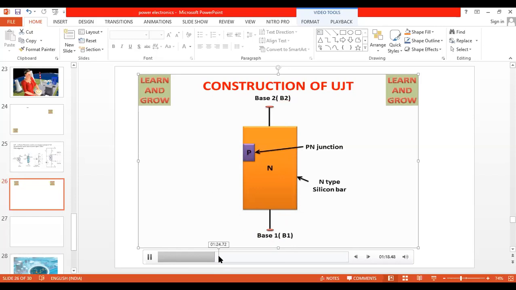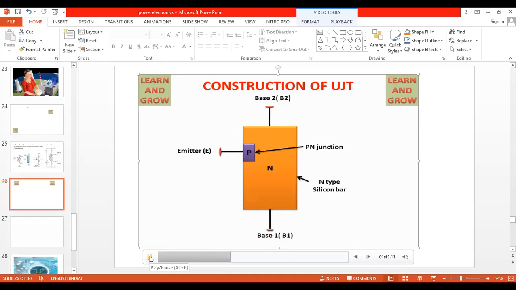So UJT contains an n-type extrinsic semiconductor chip on which a small portion of p-type material is diffused, and this p-type material is connected to the terminal. It is called the emitter. When I use the word emitter in electronics, emitter is used to create the movement of charge carriers.